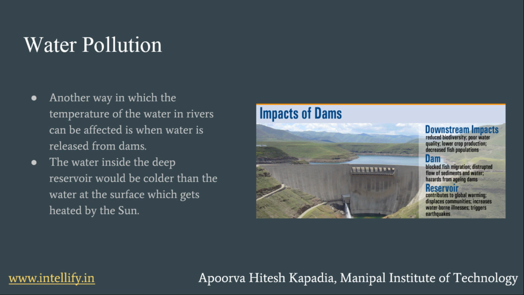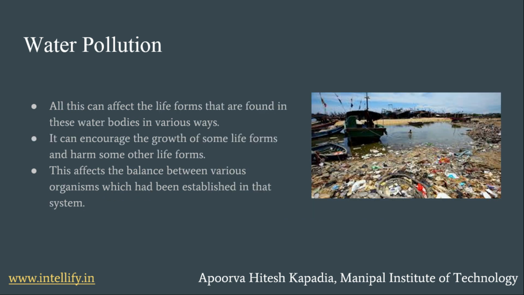Another way in which the temperature of the water in the rivers can be affected is when the water is released from the dams. The water inside the deep reservoirs would be colder than the water at the surface, which gets heated by the sun. When the water is released, it may change the temperature of the river and hence it may affect the aquatic life. All this can affect the life forms that are found in these water bodies in various ways. It may promote the growth of some life forms and harm other life forms. This affects the balance between various organisms which had been established in that system.